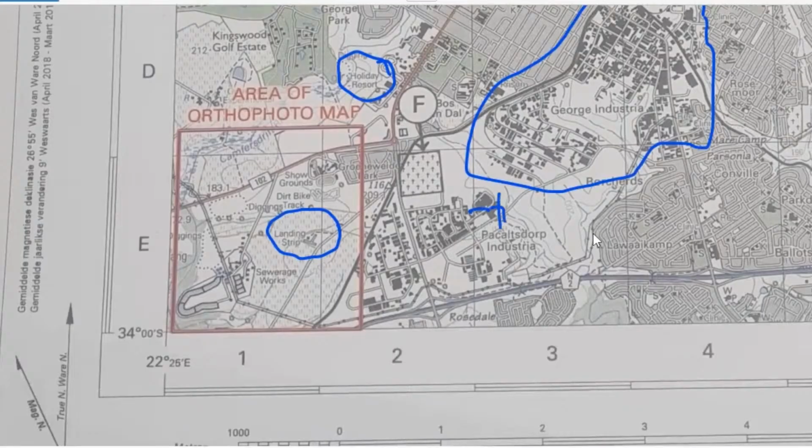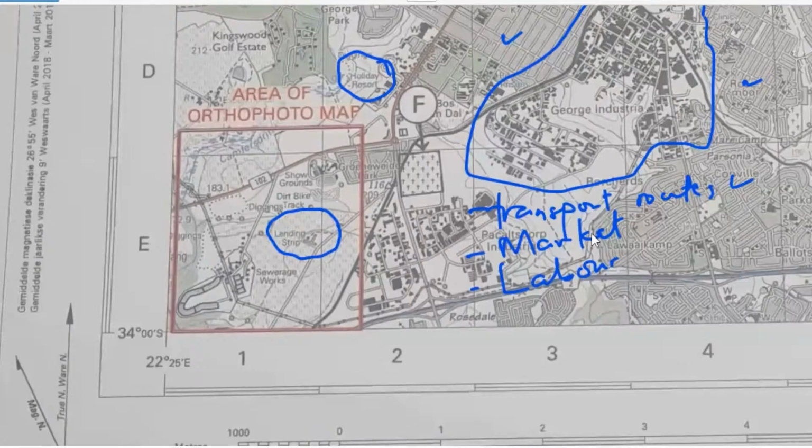Right, we can talk of transport routes. The transport routes are a favoring factor to industrial development. You see this area is well linked with transport routes. So it's factor number one. And then we can also look at the market. These are residential areas. All these are residential areas. They are potential clients for the products from the industry. And also we can talk of labor. All these residential areas can supply labor to the industries.